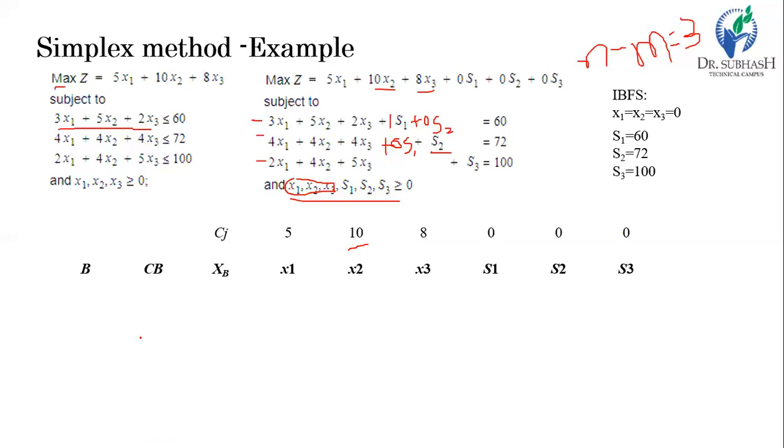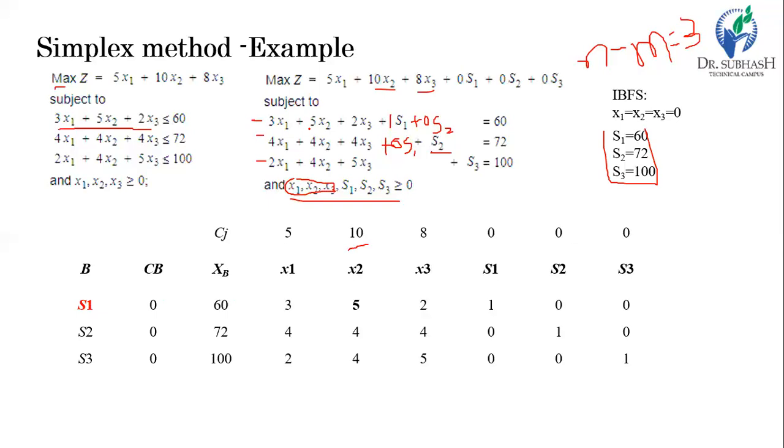After that, let's start with the basic variables, which are here S1, S2, and S3. After S1, S2, S3 are written here, let's put the coefficient of the basic variable in the objective function, which is 0 for all these three variables. And after that, put the values we get from the previous solution, which is the IBFS here. So from this solution, put the values of S1, S2 and S3, which are 60, 72, and 100 here.